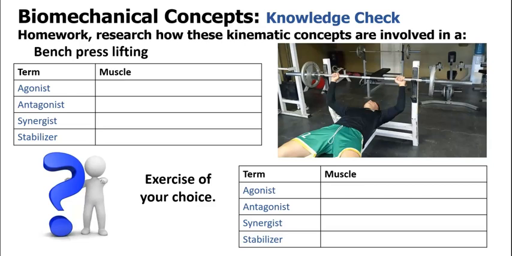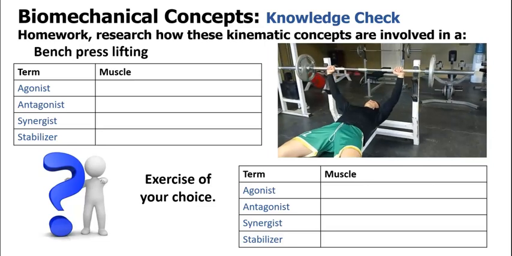The agonist, the muscle most directly involved in bringing about the movement, also called prime mover. Antagonist, muscle that can slow down and stop movement. Synergist, muscle that assists indirectly in a movement. And finally, stabilizers, muscles that contribute to joint stiffness by co-contracting and show an early onset activation in response to perturbation.